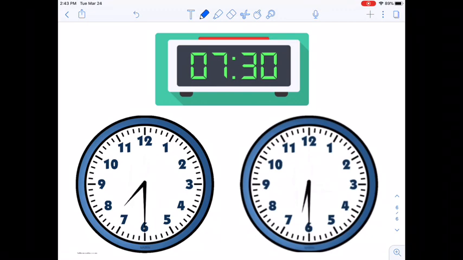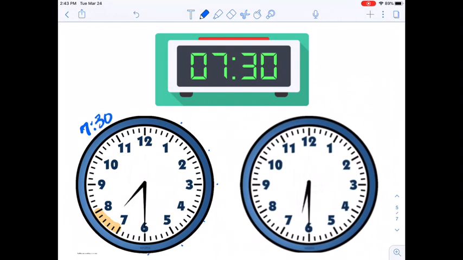Let's start with the one on the left. Where's the hour hand pointing, or the short hand? It's pointing between the 7 and the 8, so I know it's past 7 o'clock, but it's not yet 8 o'clock. So let's figure out what time it is. I know it's 7 something. Let's count and see. 5, 10, 15, 20, 25, 30. This clock shows 7:30. Did you say that was the right answer?